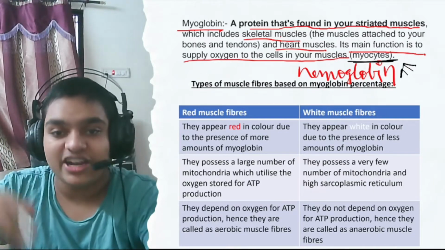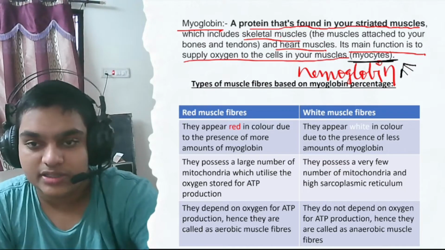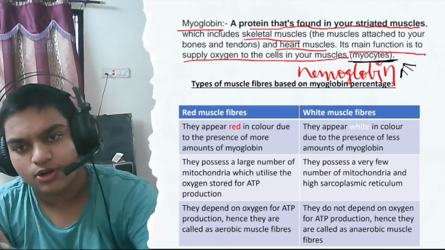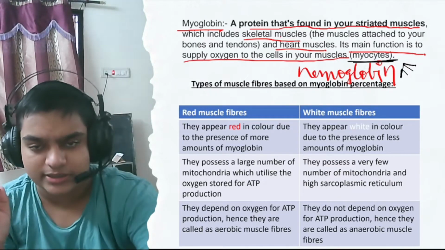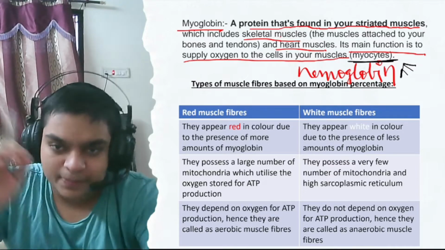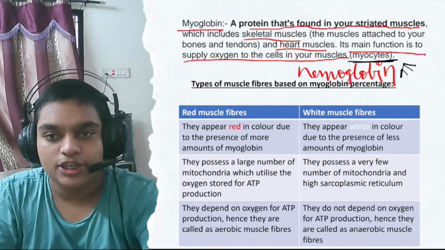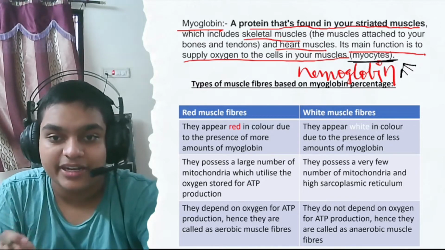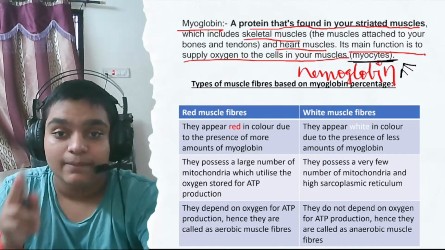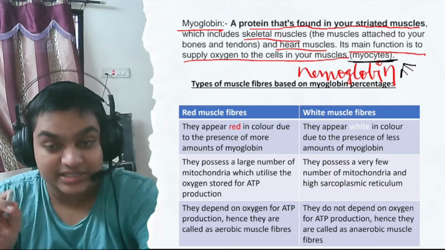What is the function of myoglobin, guys? It is just to carry oxygen. It is similar to the function of hemoglobin. What is the function of hemoglobin? It carries oxygen, it is present in blood, and it gives the red appearance to the blood. Myoglobin gives the red appearance to the muscle. So that is why myoglobin also carries the oxygen supply.